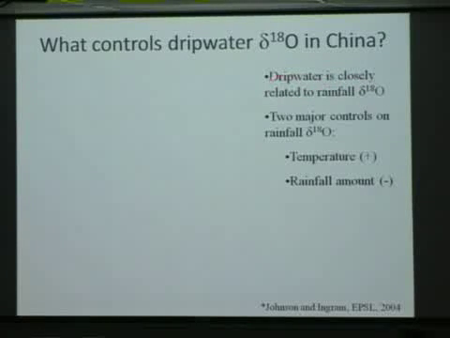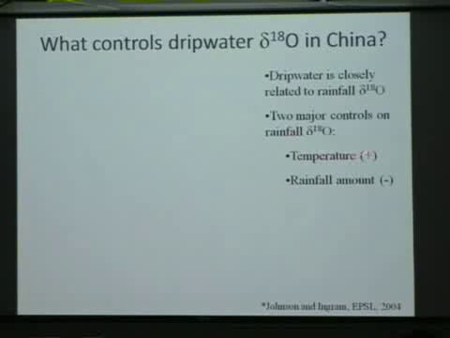Well, first of all, the drip water in the cave, in most cases, and we always check this by studying the modern cave systems, is essentially reflecting the annual average delta 18 of rainfall at a given location. So that's good. And then we know that there are several controls on rainfall delta 18, but the two most important ones are temperature, where you get a positive correlation between temperature and delta 18, and rainfall amount, where you get a negative correlation with rainfall delta 18.